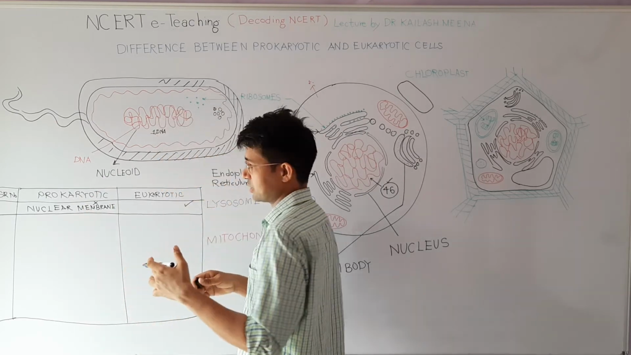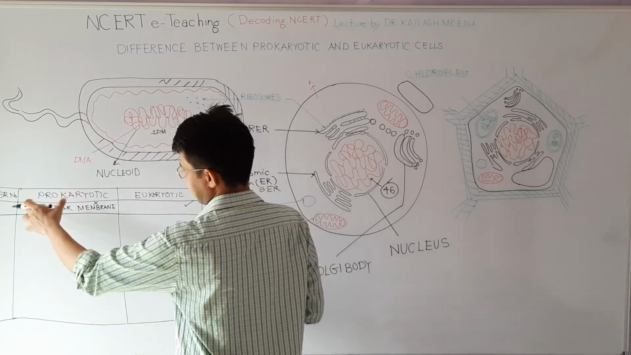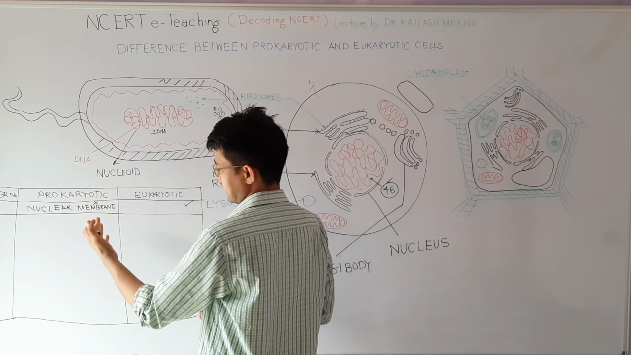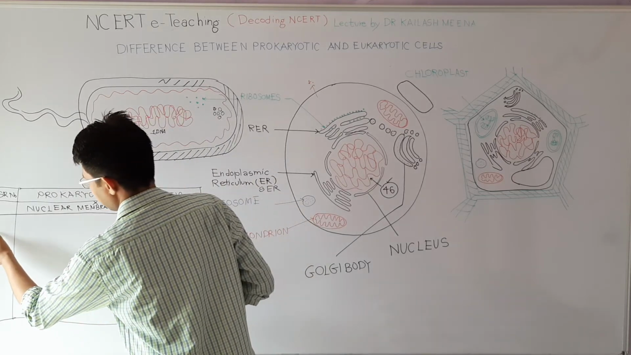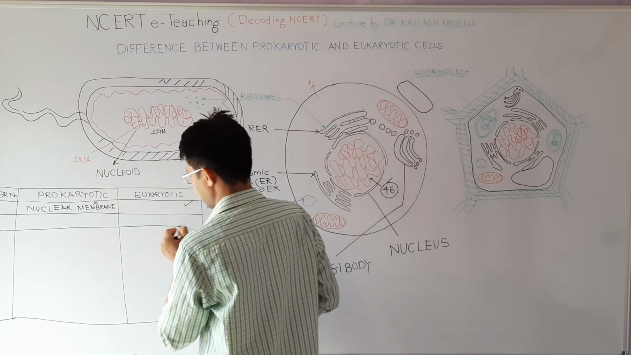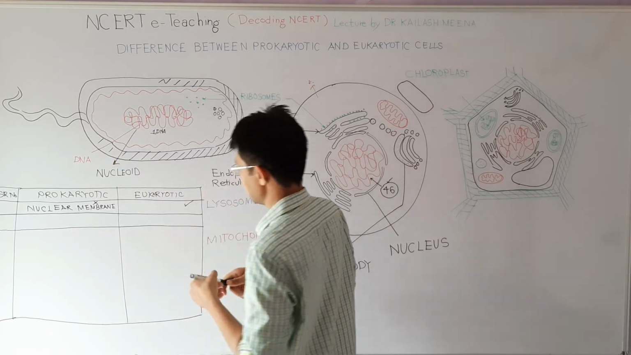You can make a good table also. You can make a column for characters, then prokaryotic, then eukaryotic, then you can write present or absent. I am making it only roughly here so that you can understand the main points of this lecture.